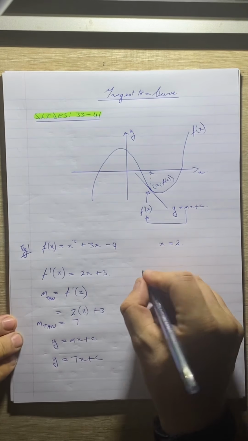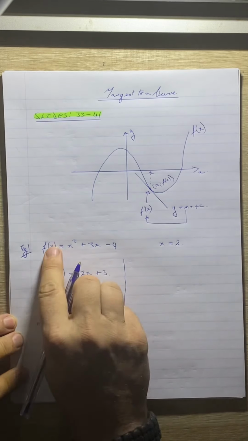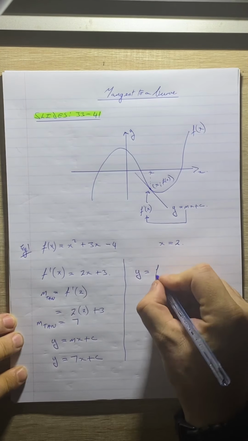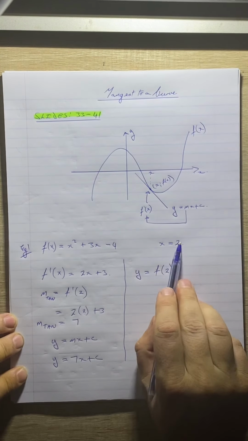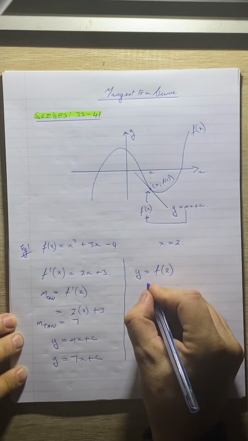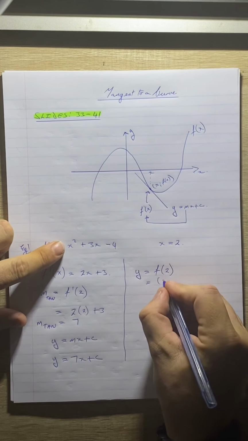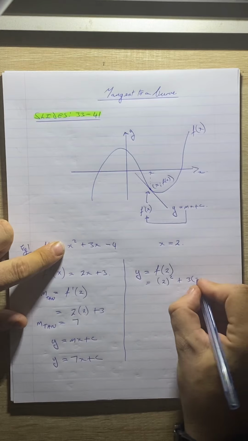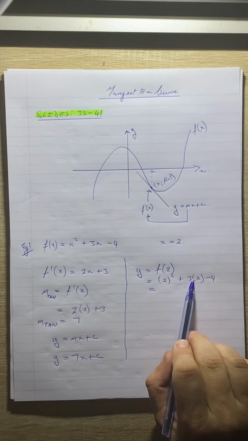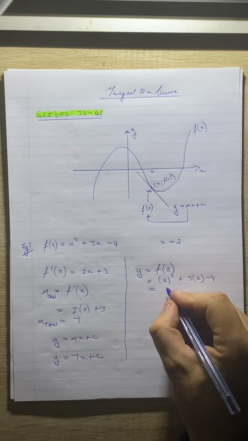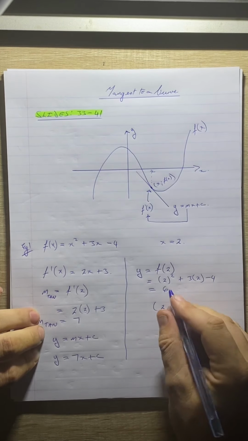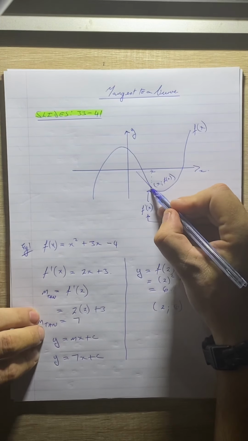Well, what I'm going to do is use the original function to find out what my y value is. So you know that y is equal to f of x. So y is equal to f of 2. So I'm going to take my x value, plug it into here, and that will give me my corresponding y value to this x value. So we get 2 squared plus 3 times 2 minus 4. So that will give us 4 plus 6 is 10, minus 4 is 6. So the point of contact is when our x value is 2, our y value is 6. That is the point of contact.